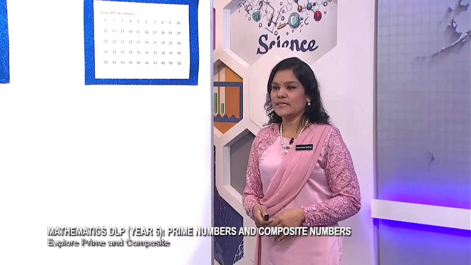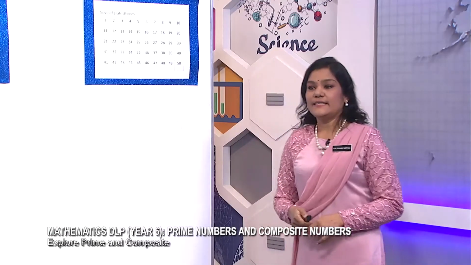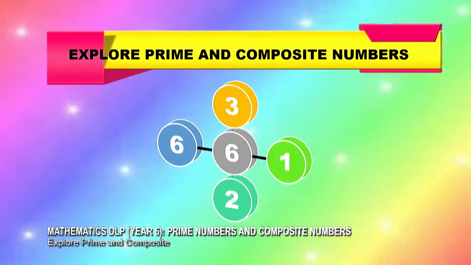Okay, have a look here. There is an example of 6. For 6 we have 1 times 6, 3 times 2, or 2 times 3, or 6 times 1. So it has 4 factors there, right? Yes. So 6 is a composite number.